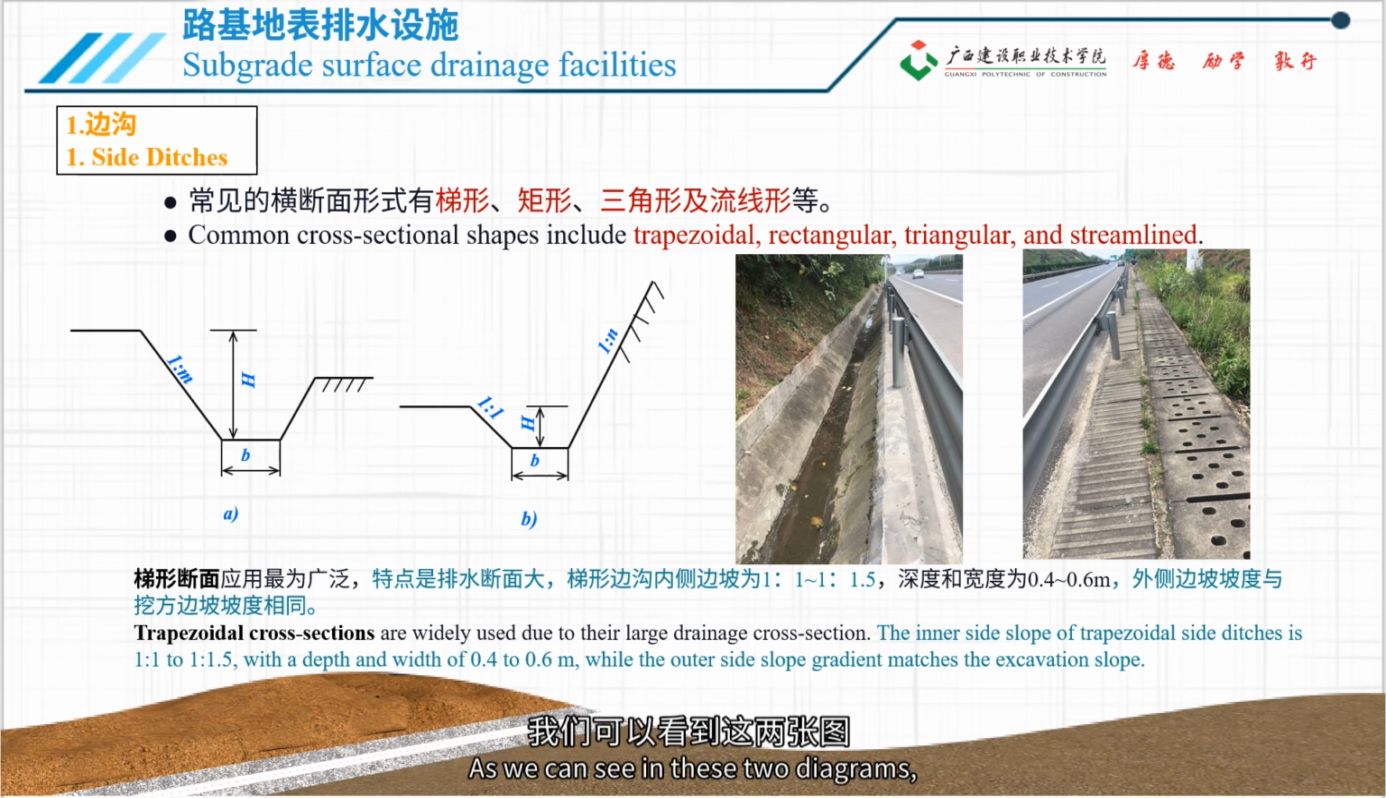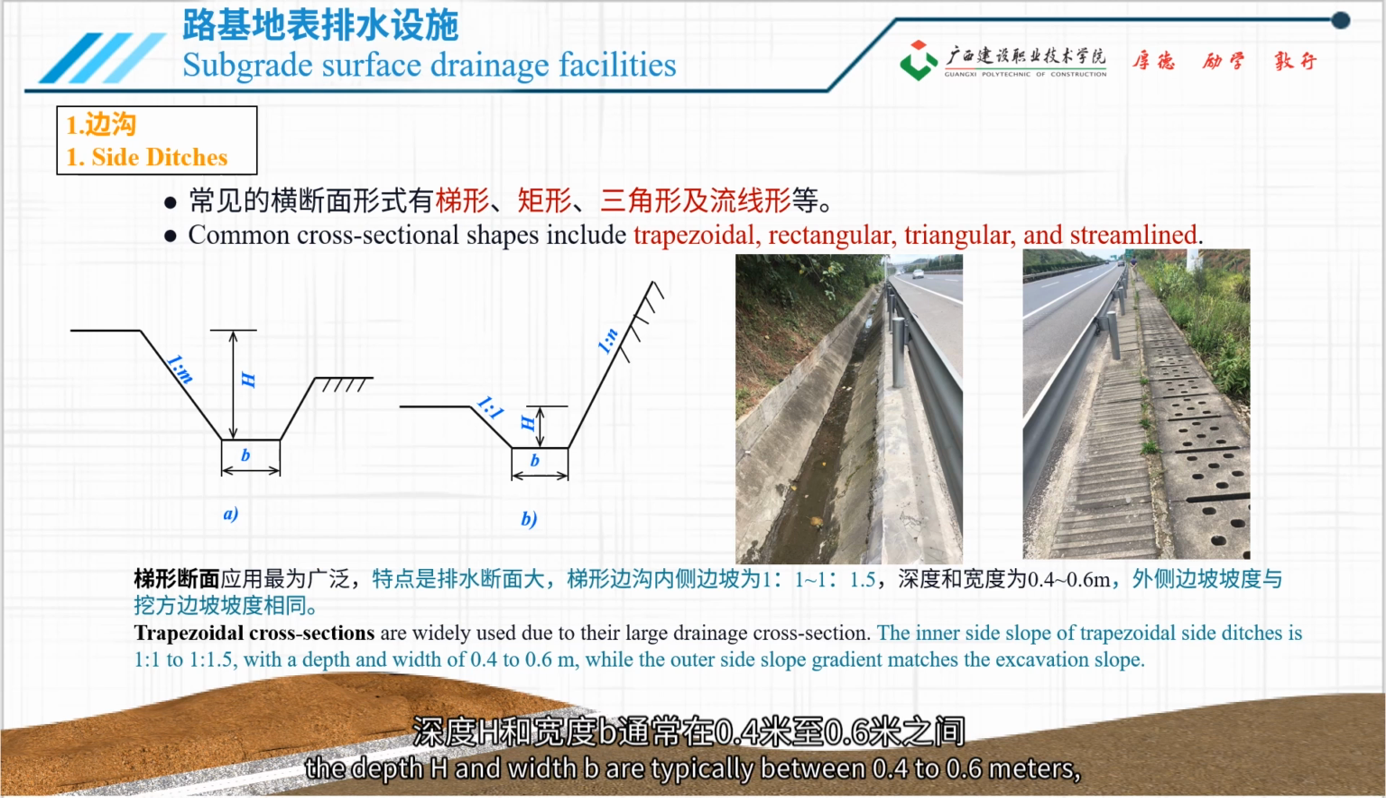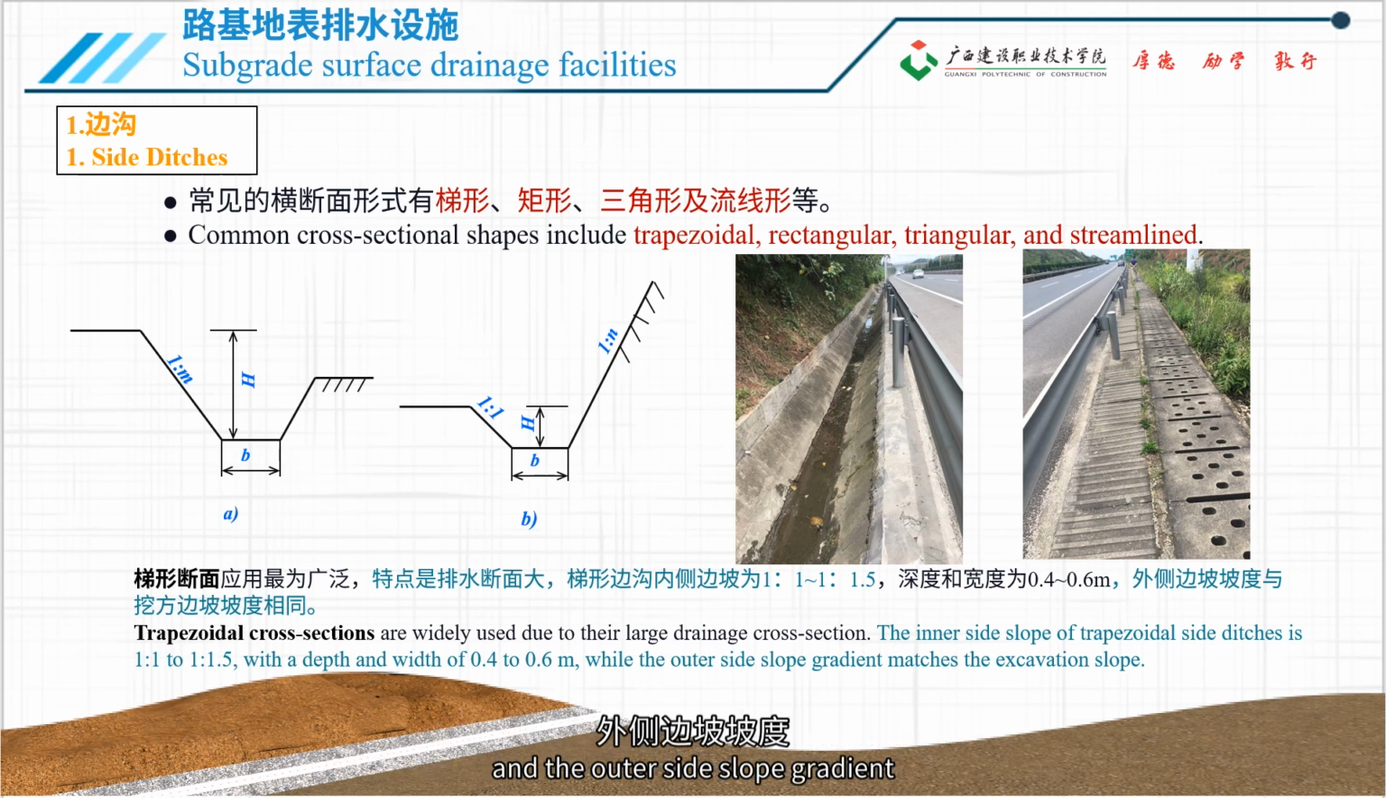As we can see in these two diagrams, the depth H and width B are typically between 0.4 to 0.6 meters, and the outer side slope gradient is the same as the excavation slope gradient.